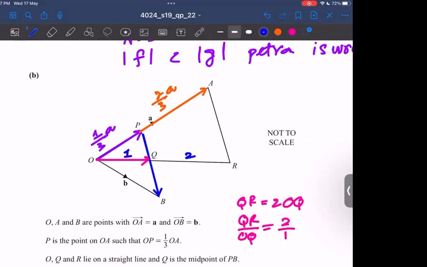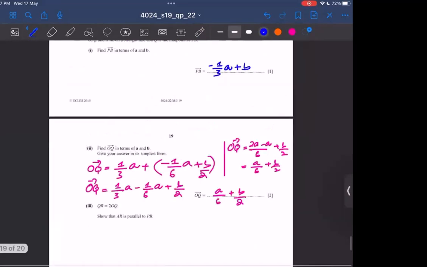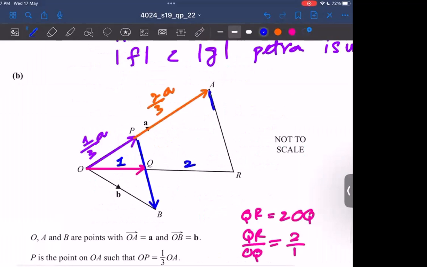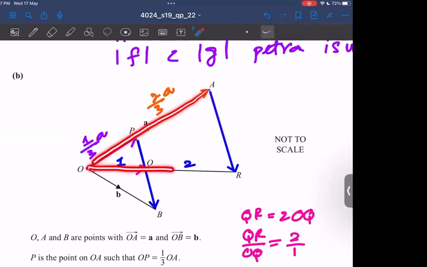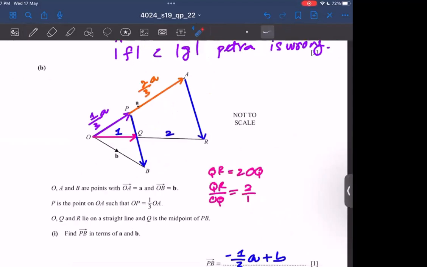Now what they're asking, show that AR is parallel to PB. Now we know the value of PB. We just want to know the value of AR here. How do we calculate the value of AR? AR value can be calculated with the help of AO plus OR. Now, what is OR? Is there any value known in this OR vector? Do we know the QR vector? Do we know the OQ vector?